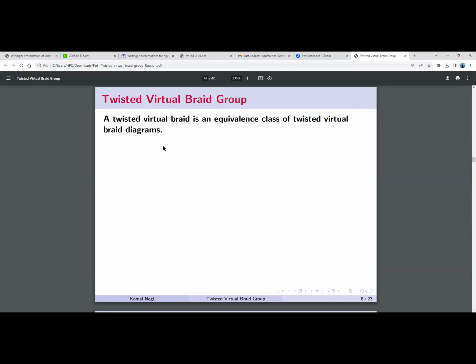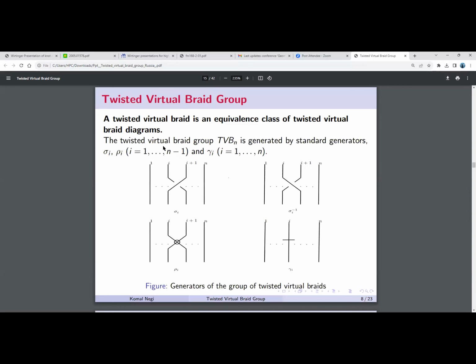There is a nice property satisfied by these twisted virtual braids. The set of all twisted virtual braids with n strands forms a group, and that group is called the twisted virtual braid group. We denote it as TVB_n, and it is generated by the standard generators, that is sigma_i, rho_i, and gamma_i. Here you can see sigma_i and sigma_i inverse are the braids corresponding to the real crossings, rho_i corresponds to the virtual crossings, and gamma_i corresponds to the bar.